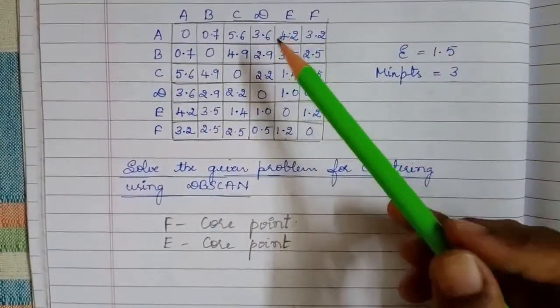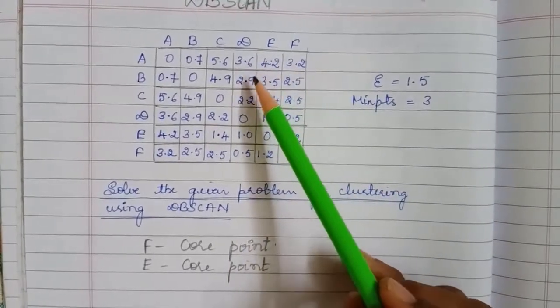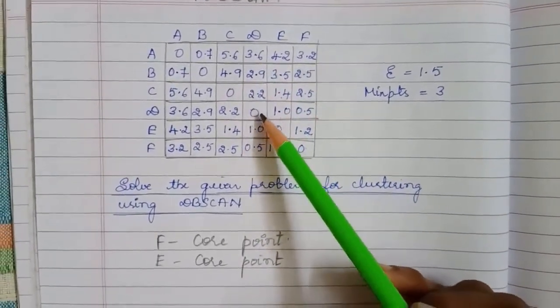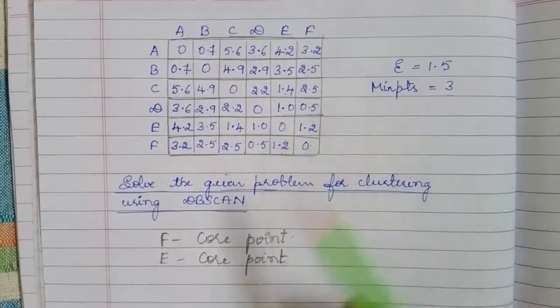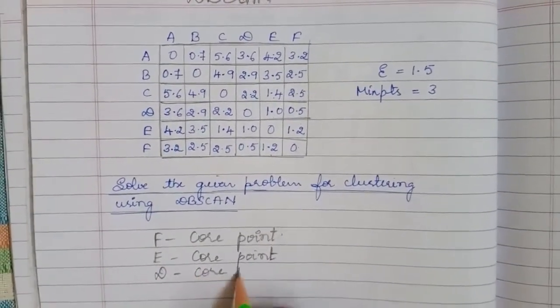Next we will go to point D. So we are visiting point D. These are all greater than 1.5. We have 1, 2, 3 points which are less than 1.5. So I can call point D also a core point.